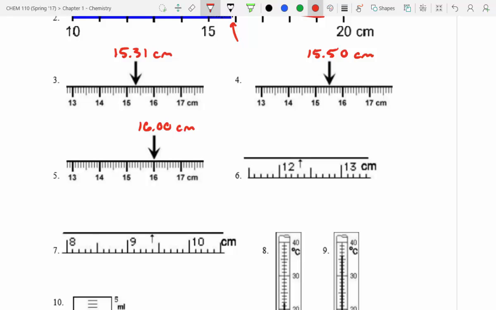We've got hash marks at the tenths place, which again means we want to estimate to the hundredths place. So it looks to me like it's about 1, 2, 3, a little bit past 3. So it's going to be 12.3 what? 12.32? Sure.